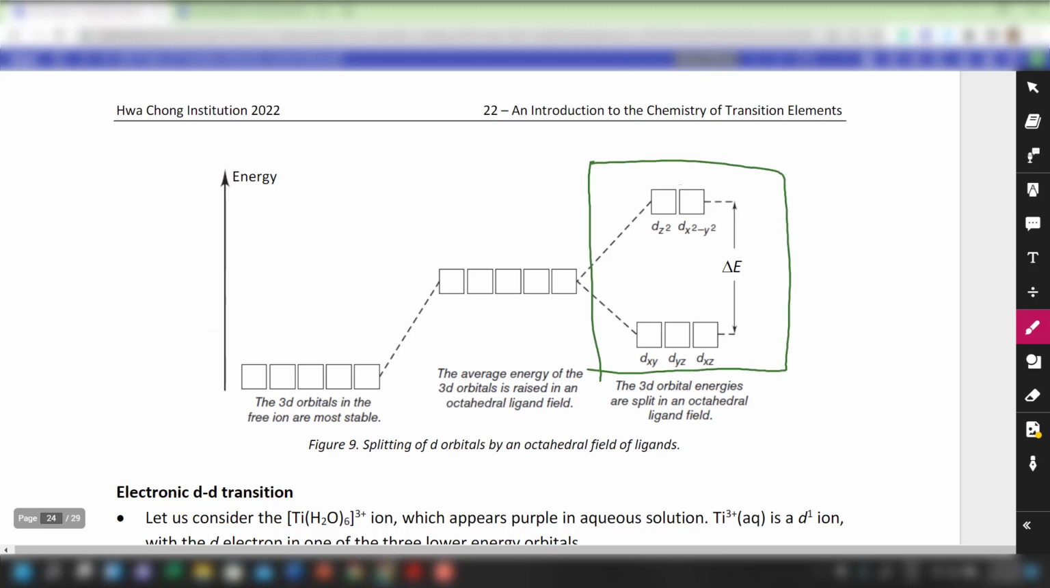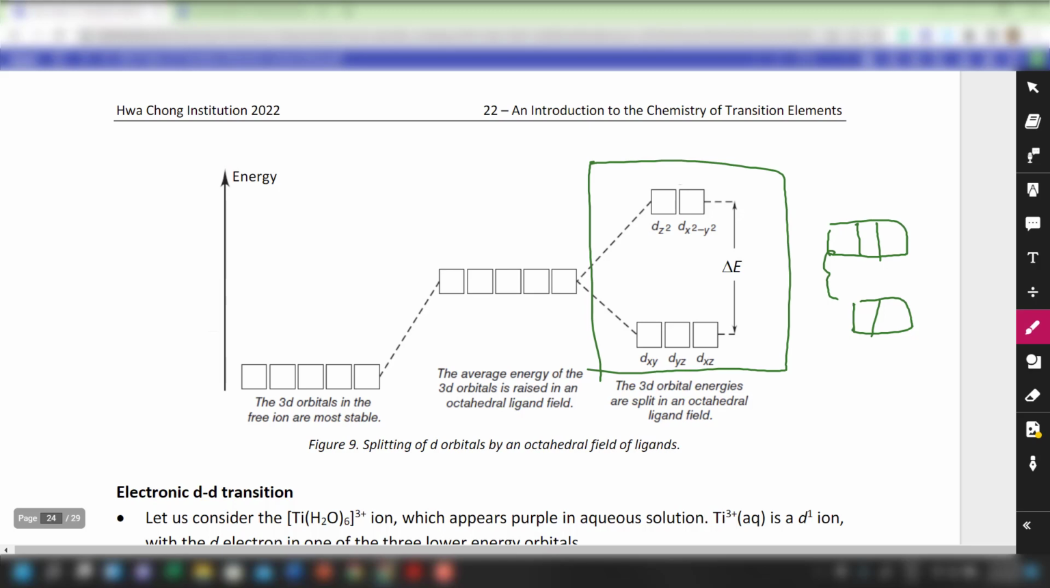There are many kinds of splitting. We will not go into details. For example, tetrahedral complexes are split into this pattern, so it's exactly opposite that of octahedral, and the splitting of tetrahedral complexes is about half that of octahedral complexes. I know you will be asking why is that the case. You can read up more. I'm just telling you that there are many interesting aspects of transition metals which you can go into, so do read up more beyond the H2 curriculum to satisfy your own curiosity.